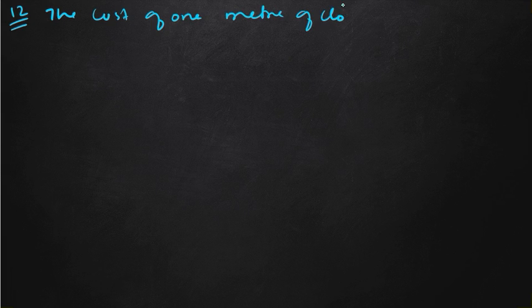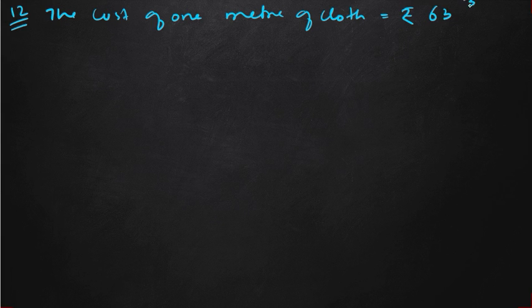So read the question properly. Find the cost of 3 2/5 meter of cloth at rupees 63 3/4 per meter. So the cost of 1 meter is given, and we need to calculate the cost of 3 2/5 meter. First you have to write the cost of 1 meter of cloth, which is given as rupees 63 3/4.